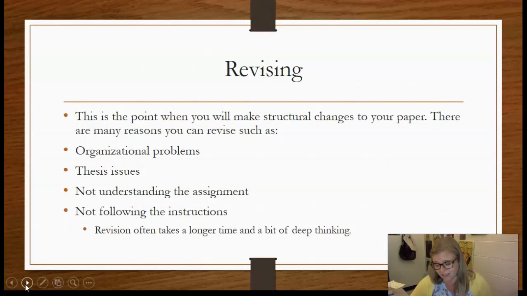Not understanding the assignment, that's another one that's almost a start over thing, and not following the instructions. I see this more in the Writer's Center because it's so bad when you see a paper and the student didn't follow the instructions and they thought maybe they did. It hurts my heart to say you need to revise, which means it's going to take a lot of time and some deep thinking. But it will make your paper better. Keep that in your mind.